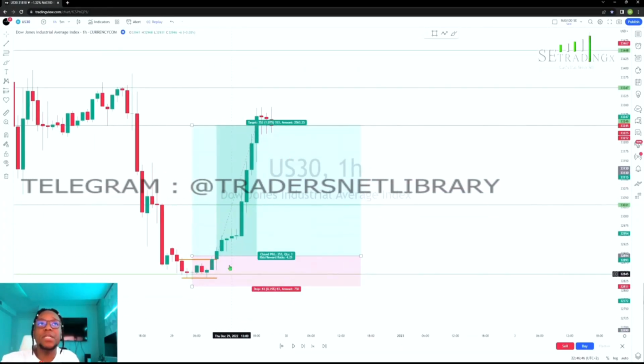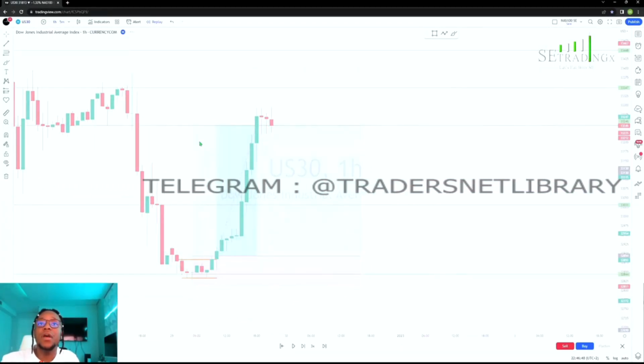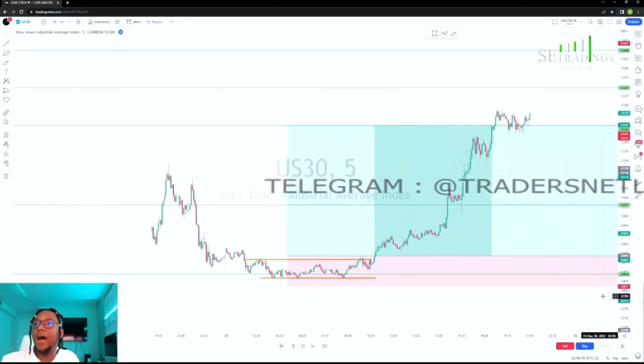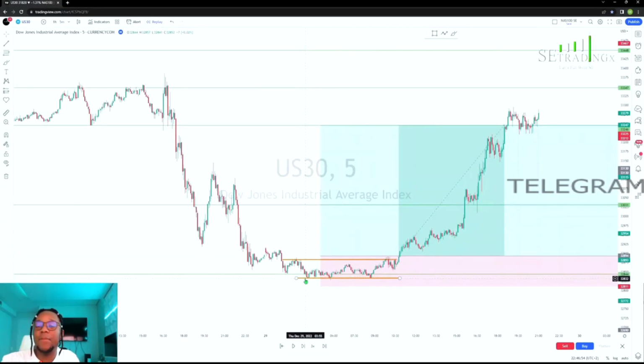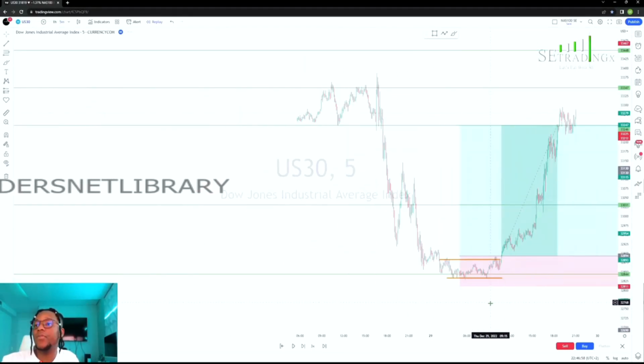But I had to wait for the best possible moment to enter, so I went to the M5, and then I discovered that, okay, I have support and resistance on the M5, so now I just gotta wait for it to breach above that level, and then I proceed on upward.